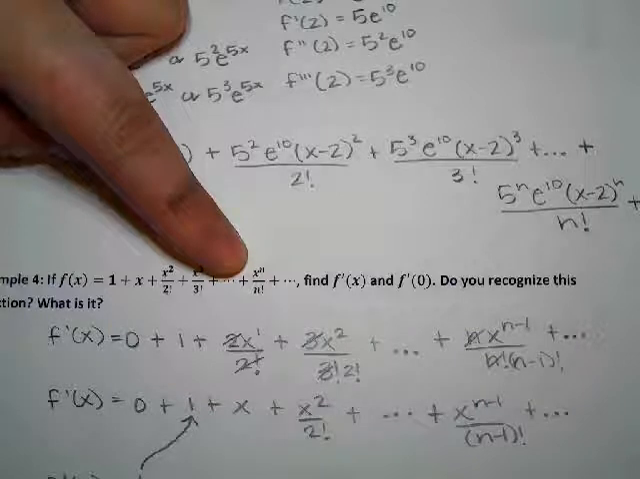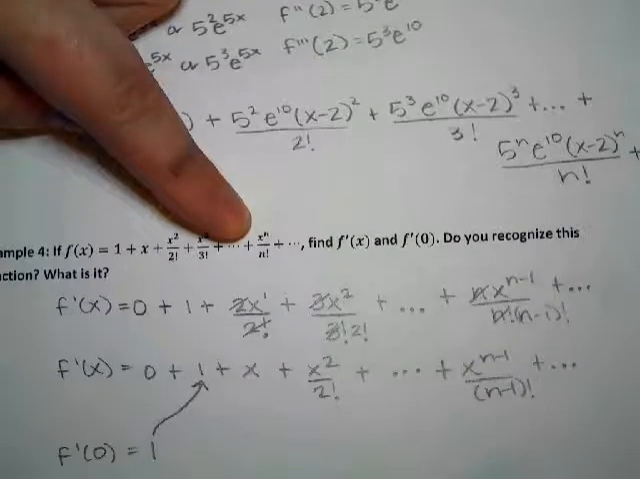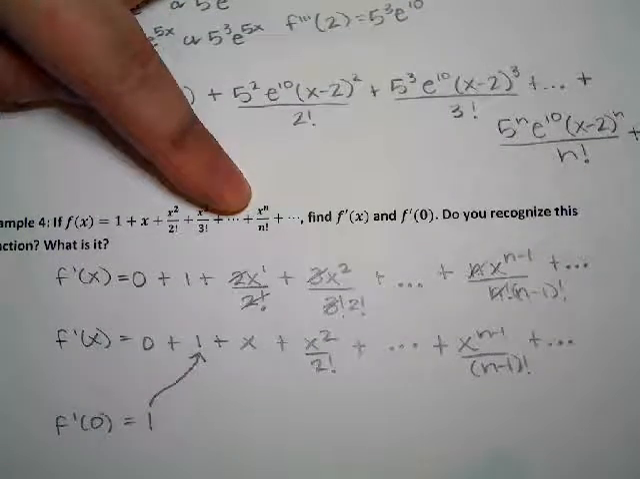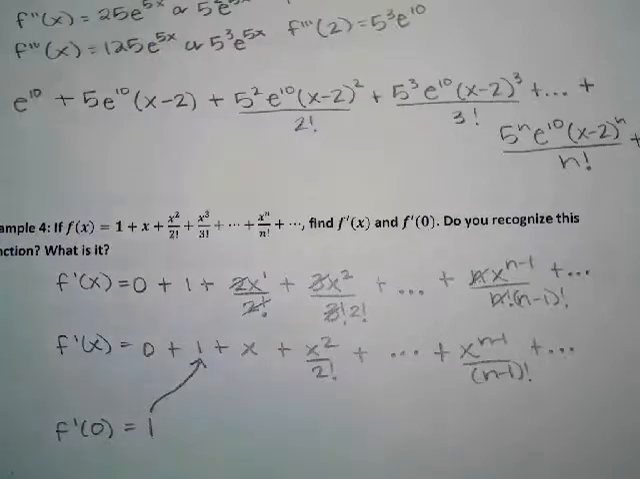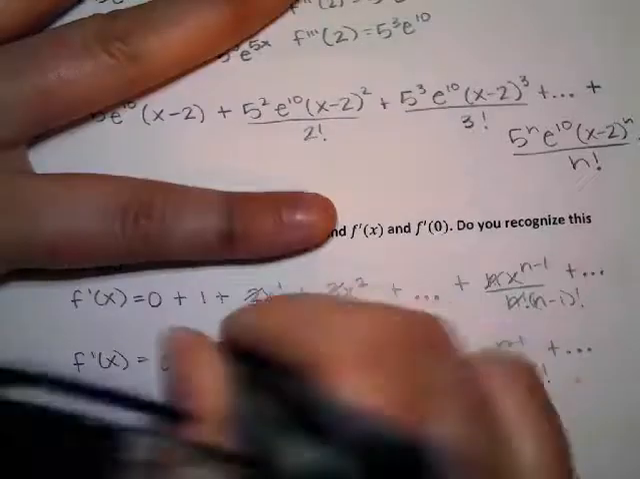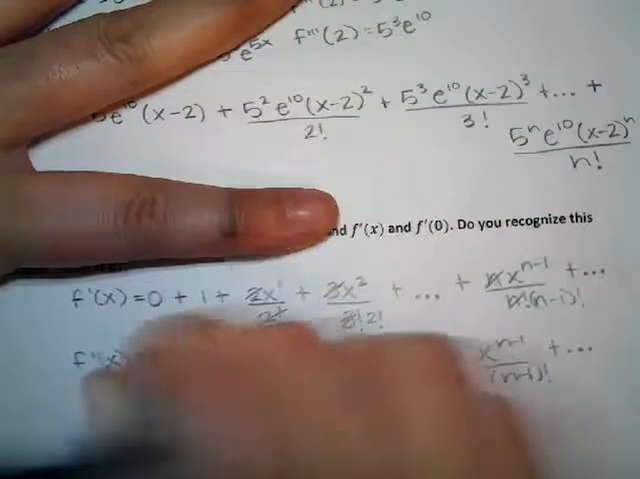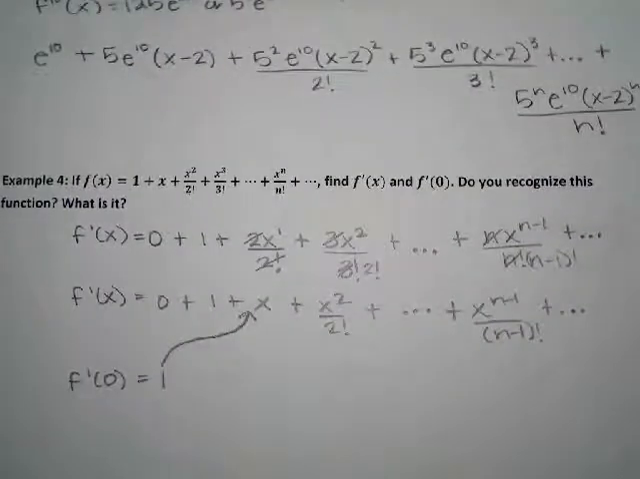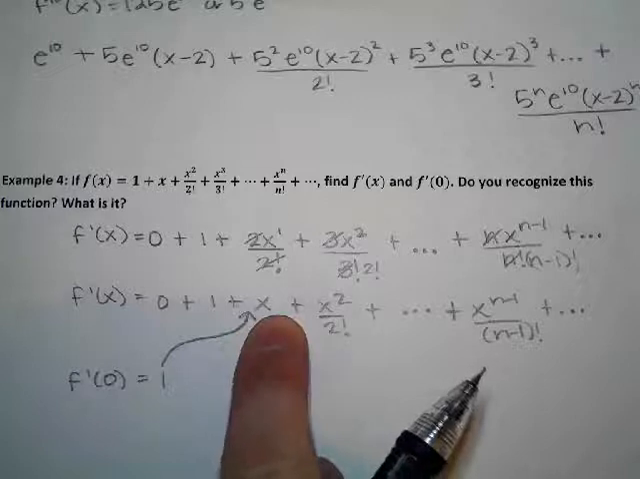F prime of 0 is 1. Or I guess I pointed the wrong one, hold on. Not that one. F prime of 0 is that one. So the first derivative evaluated at 0 is the coefficient of the term to the first degree. That's how you find it.